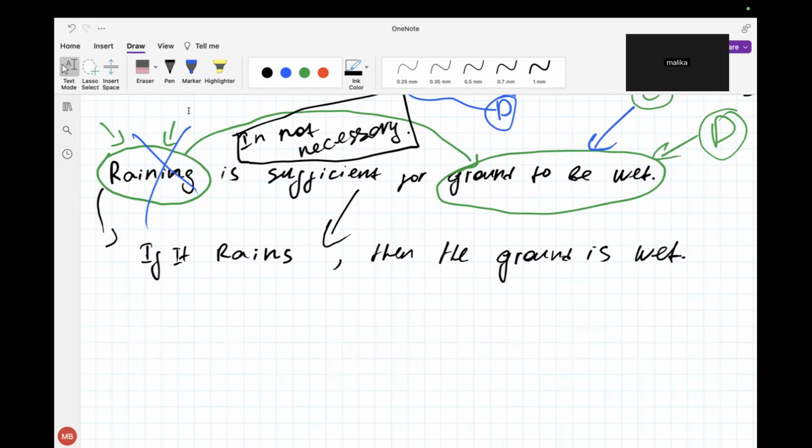Having a credit card is sufficient to complete payment. Yes, having a credit card is sufficient to complete payments. You could write, if you have a credit card, then you can pay. But you can still pay without having a credit card. There is also another way to pay, which is cash, right? Good, Malika. That's a really good sentence.